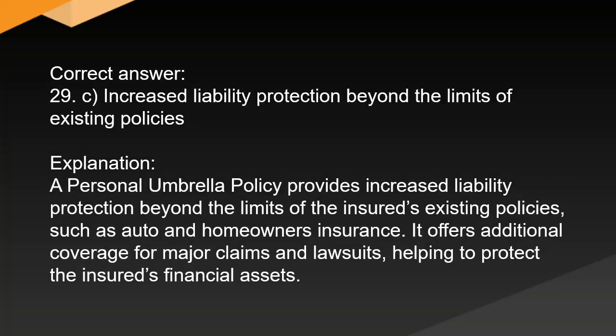Correct answer: C. Increased liability protection beyond the limits of existing policies. Explanation: A personal umbrella policy provides increased liability protection beyond the limits of the insured's existing policies, such as auto and homeowners insurance. It offers additional coverage for major claims and lawsuits, helping to protect the insured's financial assets.